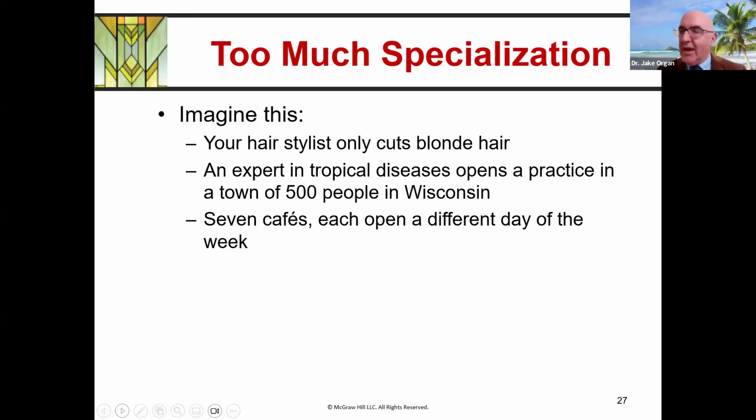Imagine this. If you've got a hairstylist that only cuts blonde hair, or 7 cafes, each open on a different day in the week. An expert in tropical diseases opens a practice in a town of 500 people in Wisconsin. It would be ridiculous. You can have all that, and there's reasons for resisting specialisation.